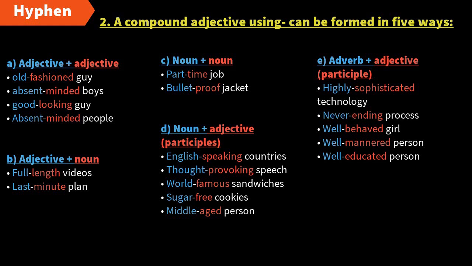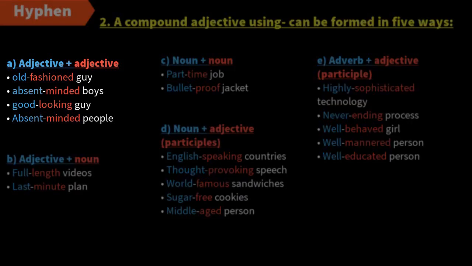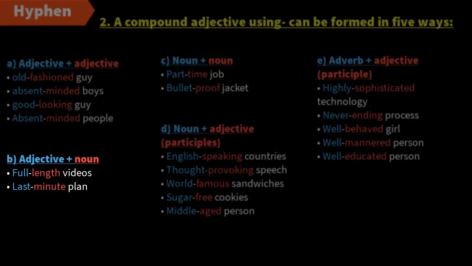Look at the examples in each case, right? Number 1, old-fashioned guy. Old is an adjective, fashioned is an adjective. Good-looking guy. Good is an adjective, looking, which is a present participle, is also an adjective, right? Number 2, adjective plus noun. Full-length videos, last-minute plans. Full is an adjective, length is a noun, videos is the one that it's modifying, right? Last-minute plan, last adjective, minute is a noun, modifying the noun plan, right?